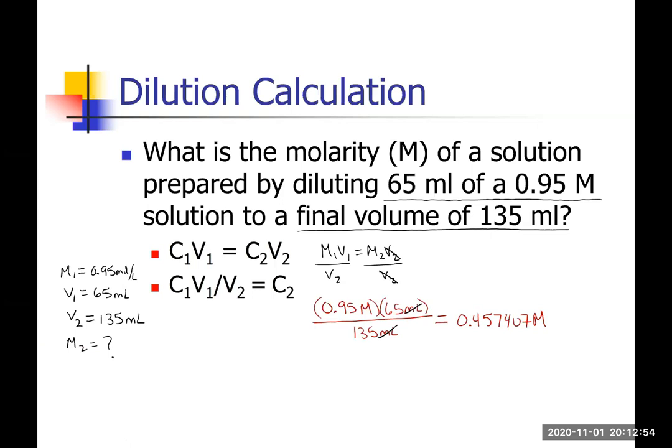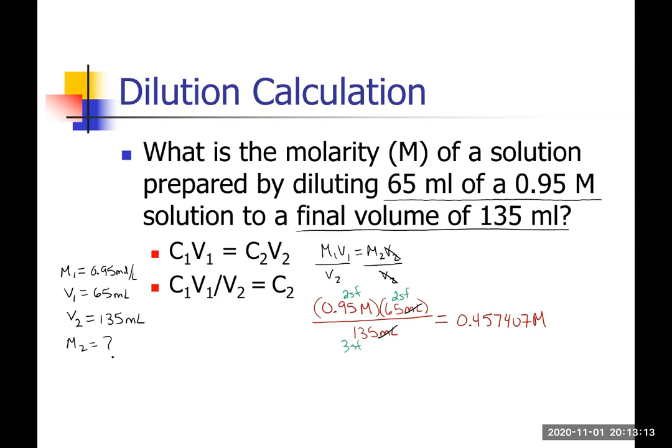So I got this 0.95 from the question. So that's a data value, and that's 2 sig figs. And I got the 65 from the question. So that's another data value, 2 sig figs. I got the 135 from the question, another data value, 3 sig figs.